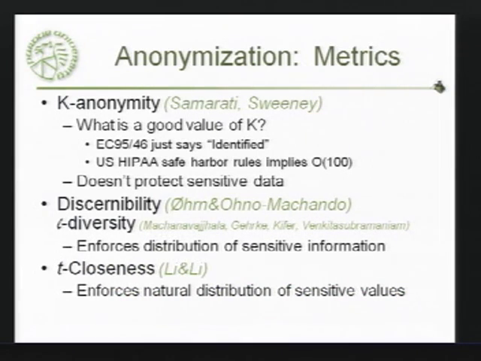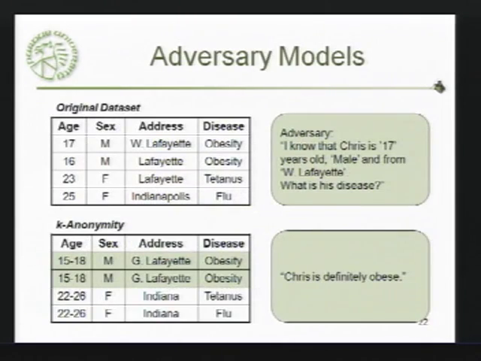T-closeness, which was proposed by Ninghui Li and Tiancheng Li here at Purdue, enforces that the distribution of sensitive values in any group must match the distribution of the data as a whole, which provides greater protection, but also is harder to achieve. So, with any of these, what is a good enough value? What is good enough for this?